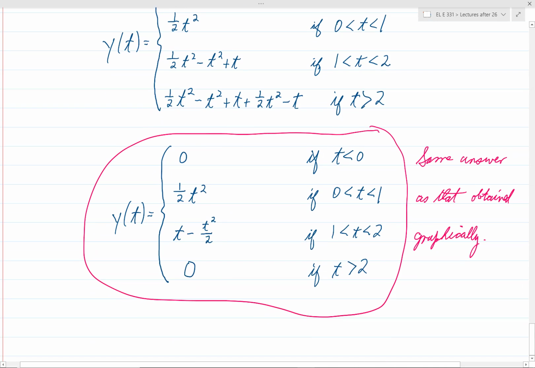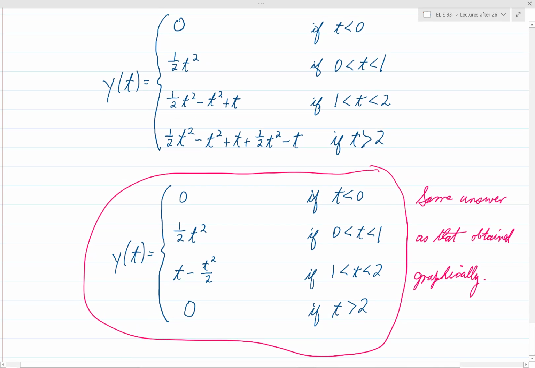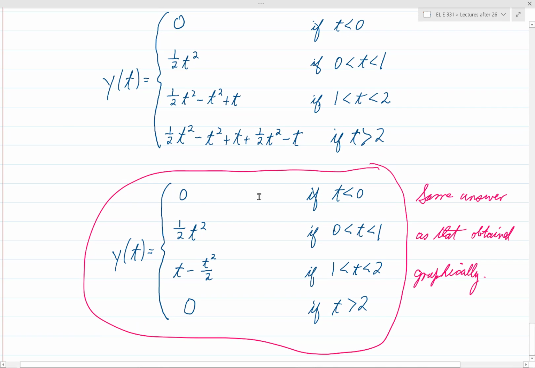And now we simplify all of that, and it becomes 0 if t is less than 0, 1/2 t squared if t is between 0 and 1, t minus t squared over 2 if t is between 1 and 2, and 0 if t is greater than 2, which is exactly the same answer that we obtained using the graphical technique.